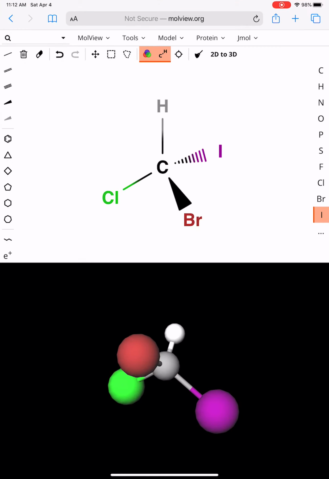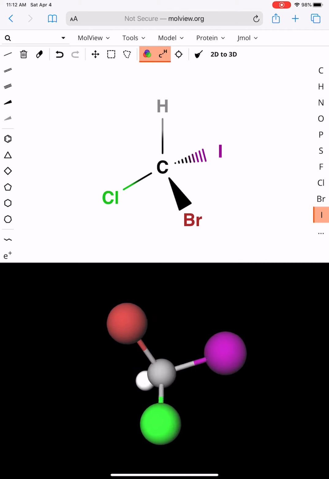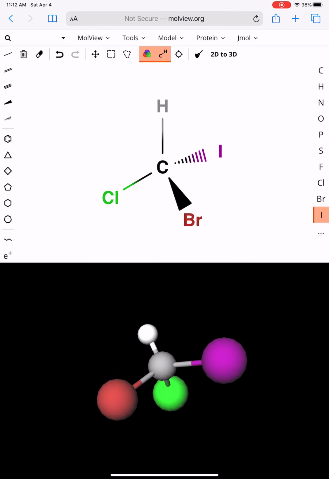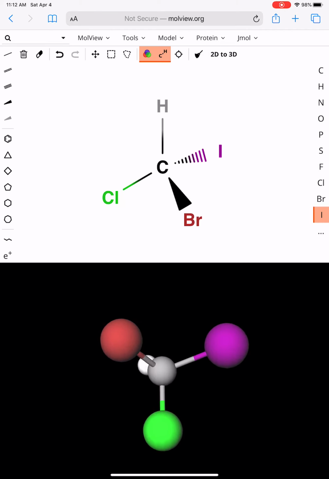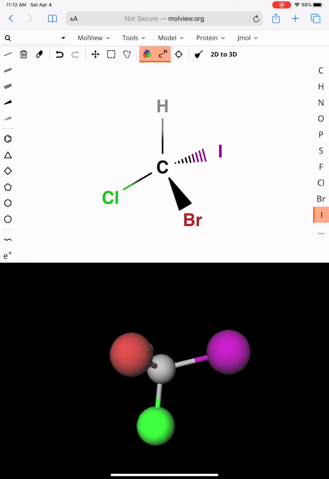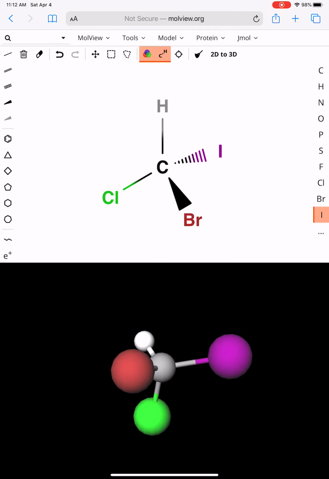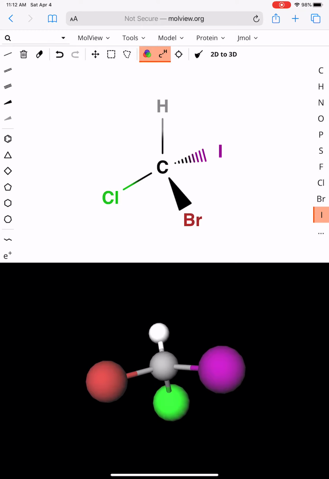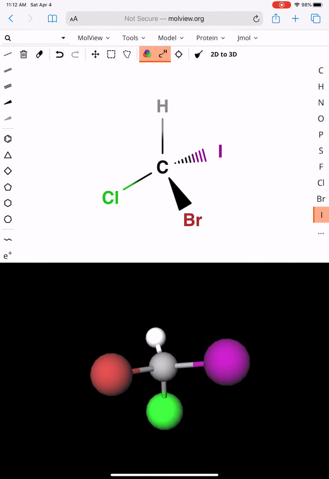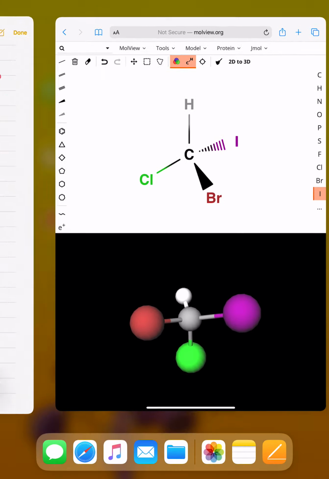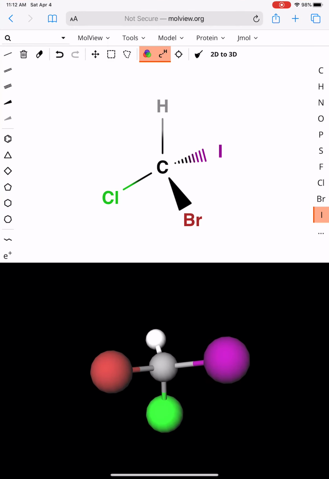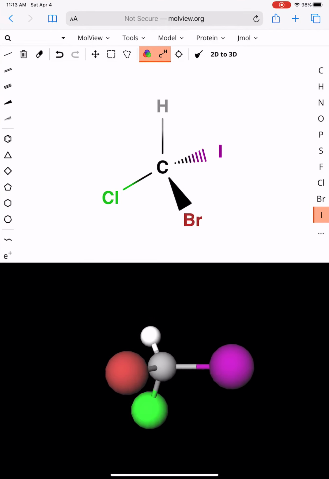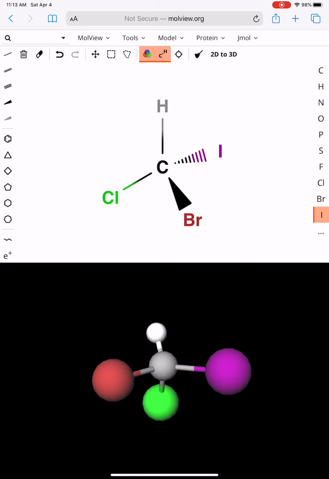So hydrogen we want up. Hydrogen up, chlorine down. Bromine, which is red, I wanted that to the left, iodine to the right. Hydrogen up, chlorine down, bromine left, iodine right.